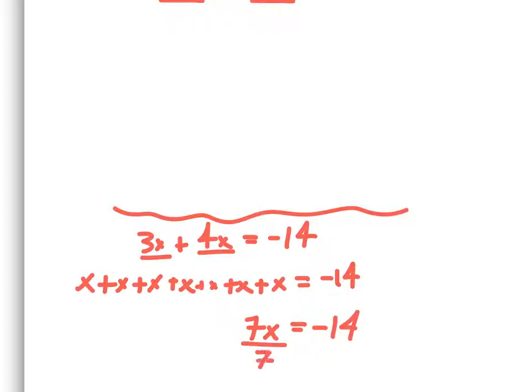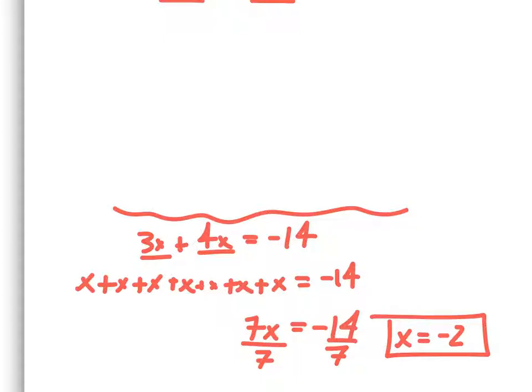We divide both sides by 7, and we get that x is equal to negative 2. All right, but I don't want to do this every time. I don't want to write out 3x and 4x. What you may have noticed is that if you just take 3 and 4, you get 7, and then you just keep the x.